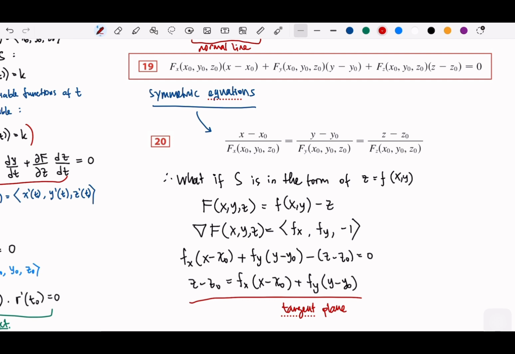Usually you did this, right? But it turns out that this actually comes from the more generalized version of the formula.